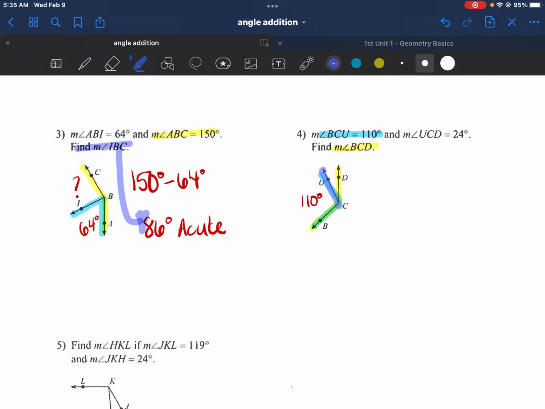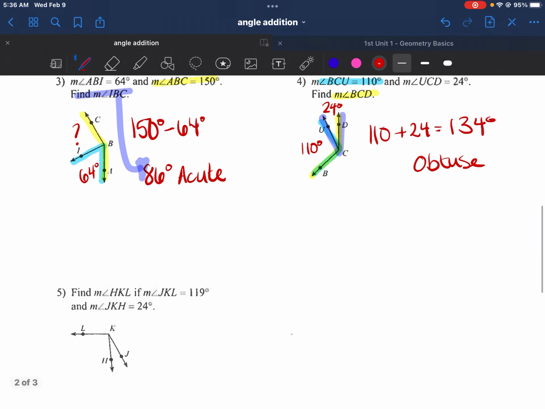And UCB, oh, they changed colors. Look at that. Oh, back to the work. So UCD, which is 24 degrees. So to find BCD, we're going to take 110 plus 24 degrees, which is going to give us 134 degrees, which we already know is an obtuse angle. Wham, bam, thank you, ma'am. Voila, magic. Okay, carrying on.